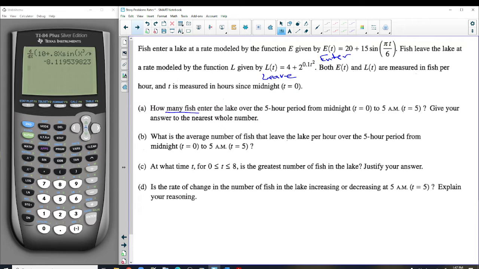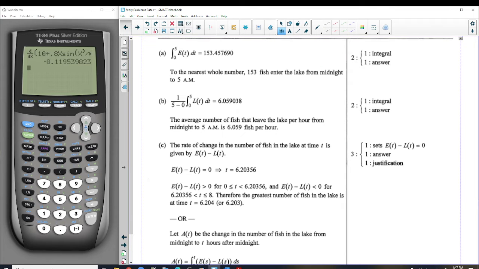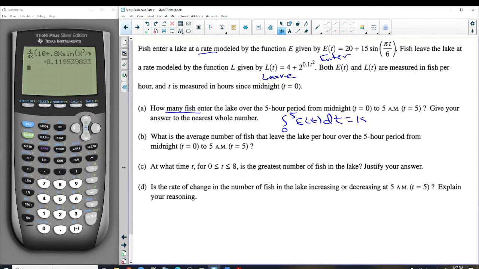How many? And these are both rates. So again, we're going to integrate from 0 to 5 of E of t dt. So that one hopefully is pretty straightforward for you. Going from rate to how many? Back up, integral. 153.457. That is how many? So fish. Oh, and round to the nearest whole number. So 153 fish.